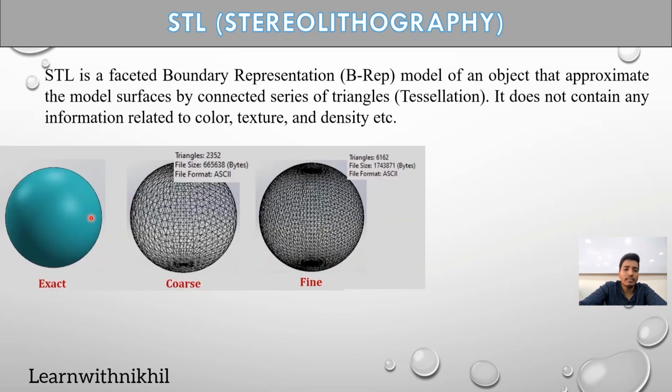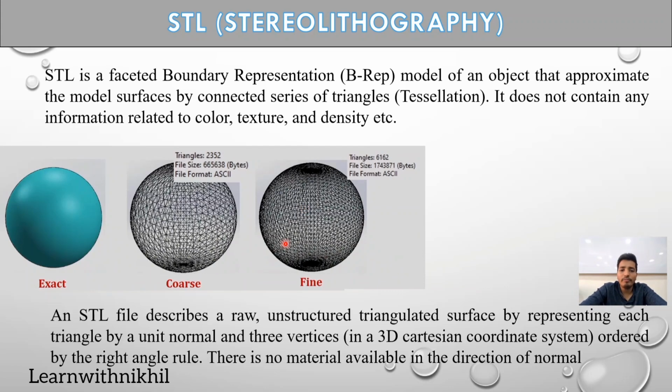Okay, moving forward, here is one more example. It's a sphere. This is the exact STL file. Then it has a coarse, meaning lower quality, version, and this is the higher quality. You can see the number of triangles is around 2000. Here it is doubled, and the file size is also doubled. The file format is ASCII or binary. STL is saved in ASCII files, but mostly a binary file format is used.